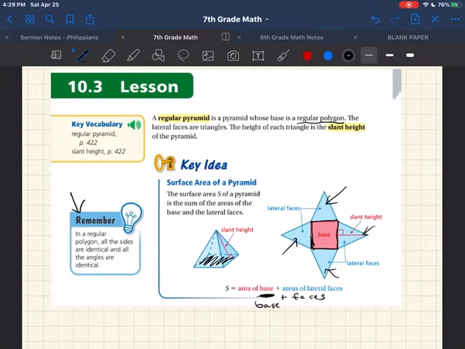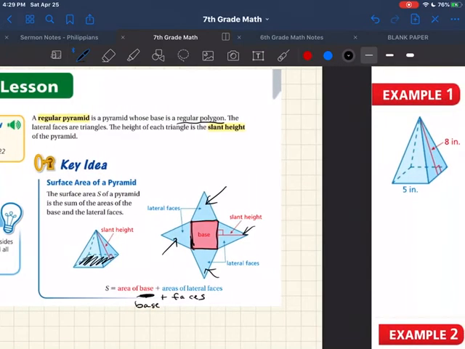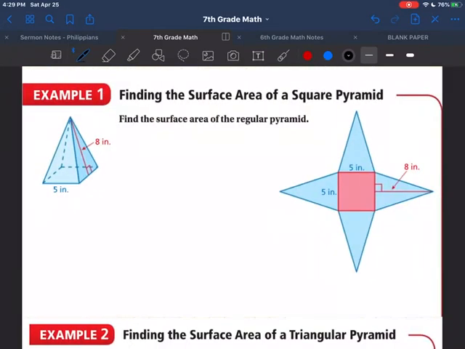Okay, and this is the, what you call it, whatever they call those, where they unfold it. Okay, I'm drawing a blank. All right, so let's do example 1.